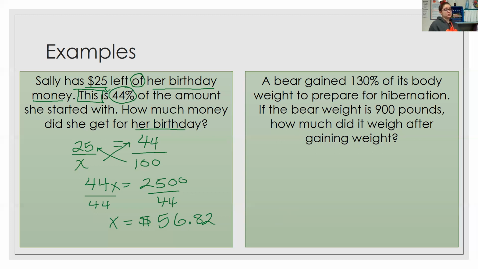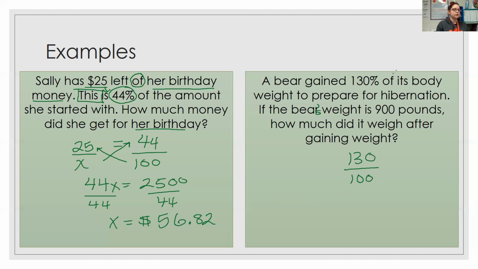Okay, this one actually took me some research because I wanted accuracy. I'm not entirely sure, but let's just see here. A bear gained 130% of its body weight to prepare for hibernation. If the bear's weight is 900 pounds, how much did it weigh after gaining weight? Okay, so this one's a bit different. So we have 130 over 100. So this is where your part and your whole comes into play.